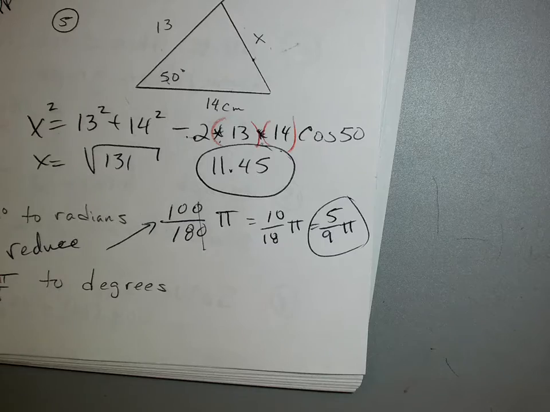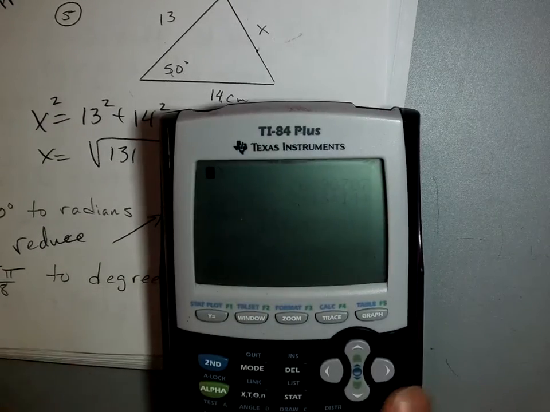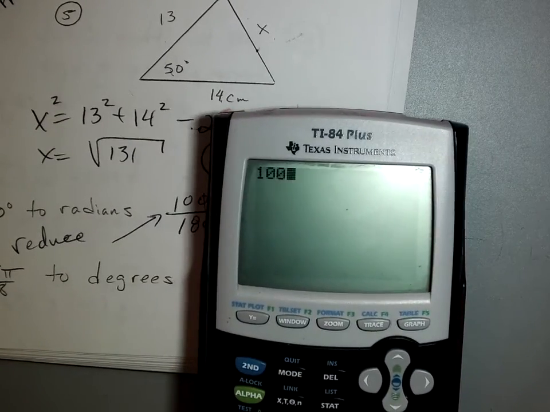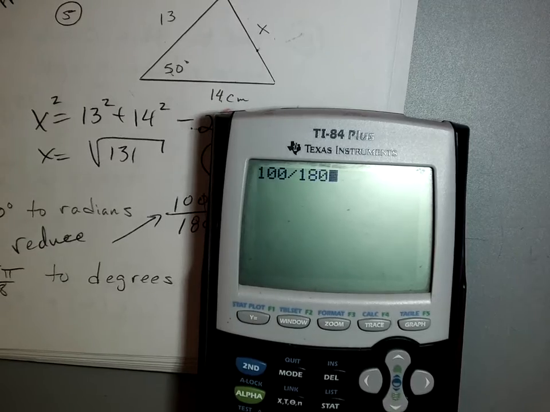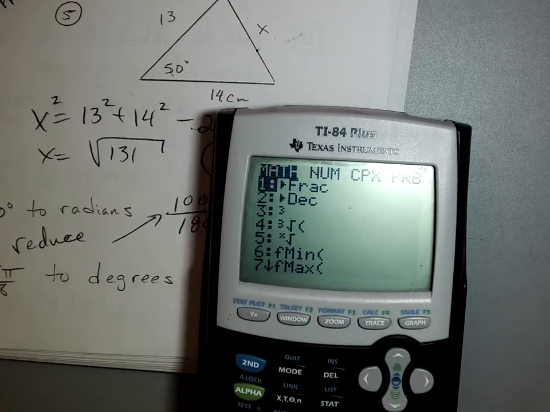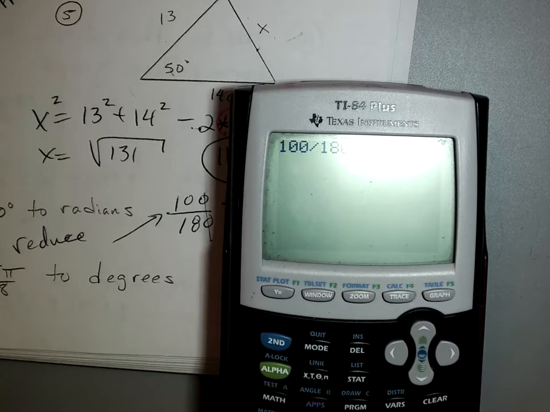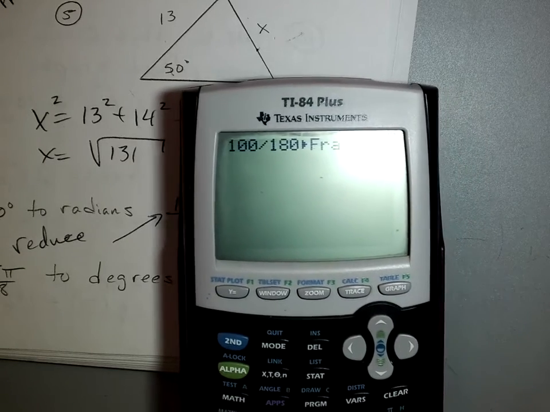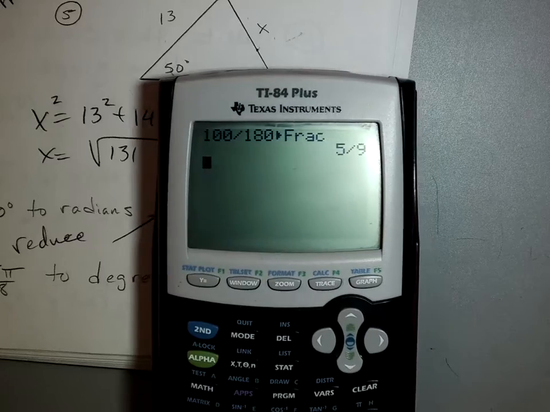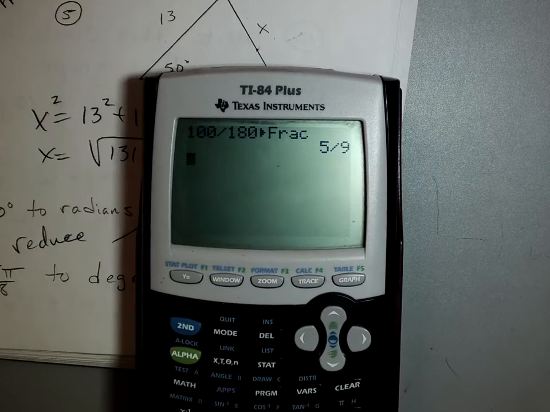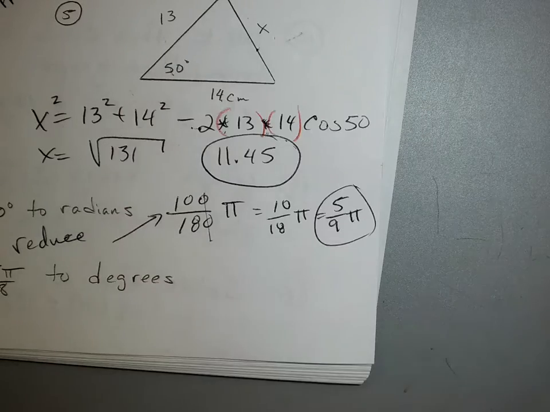You can use your calculator. Worst case, you go 100 divided by 180. Go to math. There's a fraction button on your math menu. It's even highlighted. So it's saying take 100 over 180 and turn it into a fraction. Now we get 5/9. So your calculator will reduce fractions for you. Okay. All right.